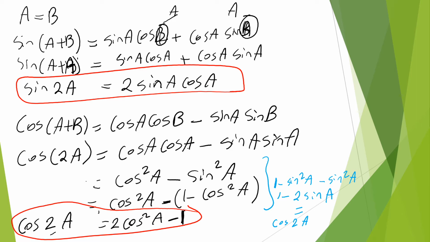So cosine 2A has two identities. Cosine 2A either equals 2 cosine square A minus 1, or it equals 1 minus 2 sine square A. Okay, so you can use it either way depending on the question.